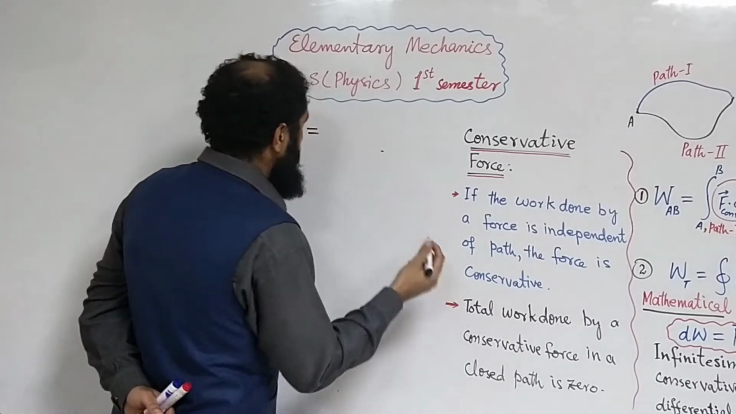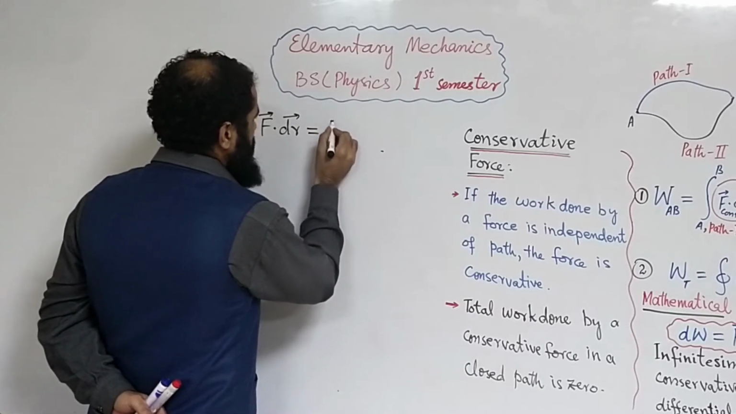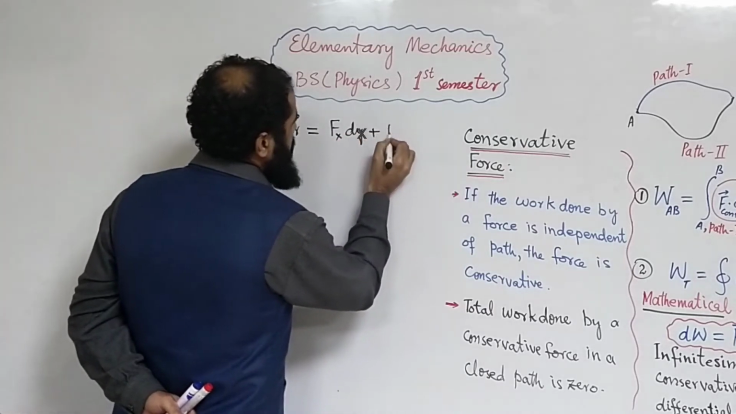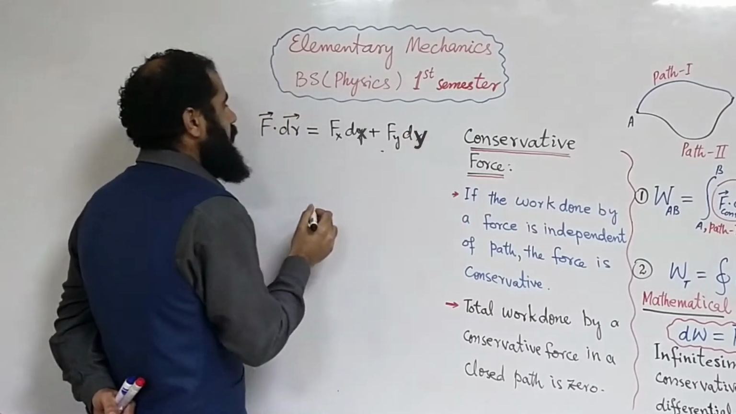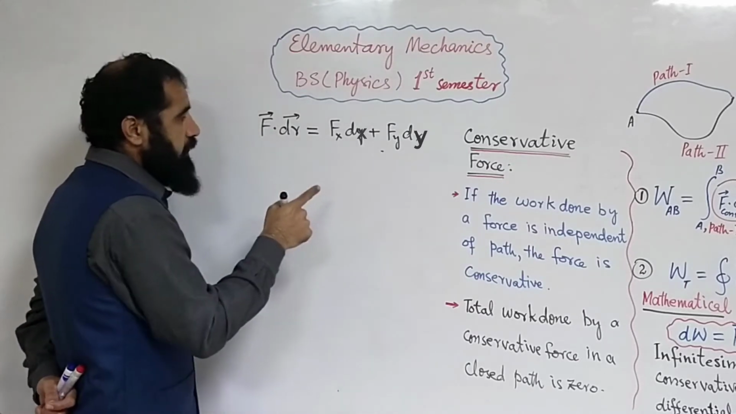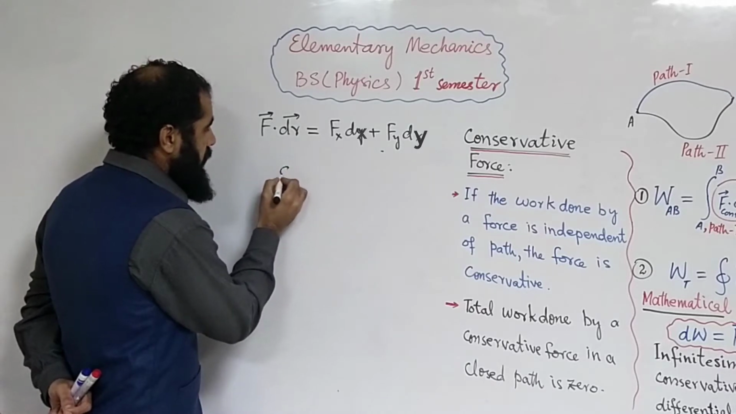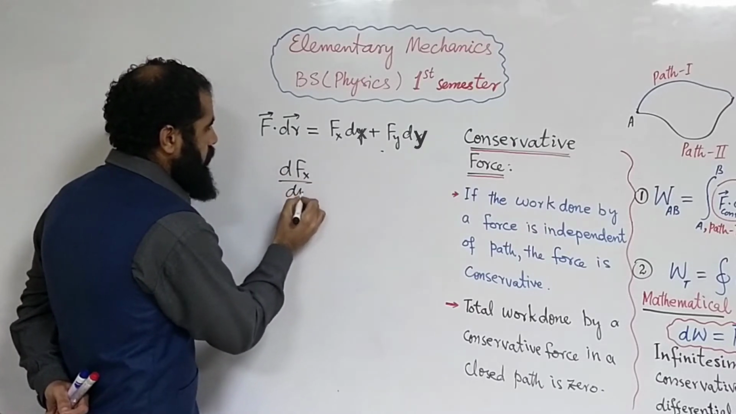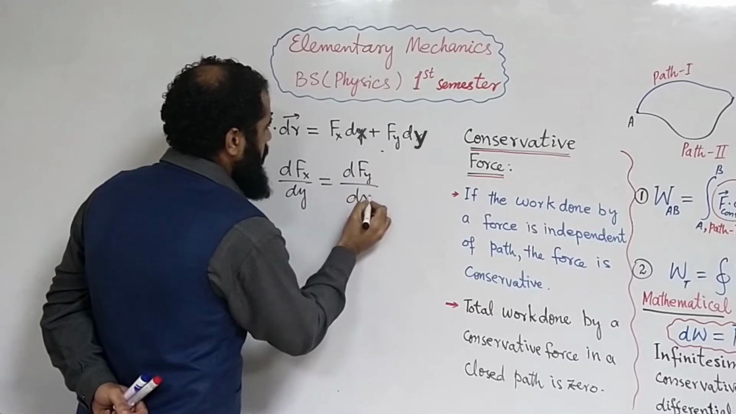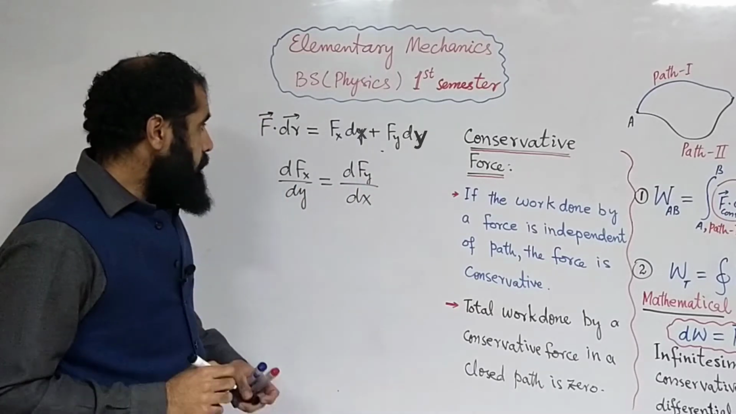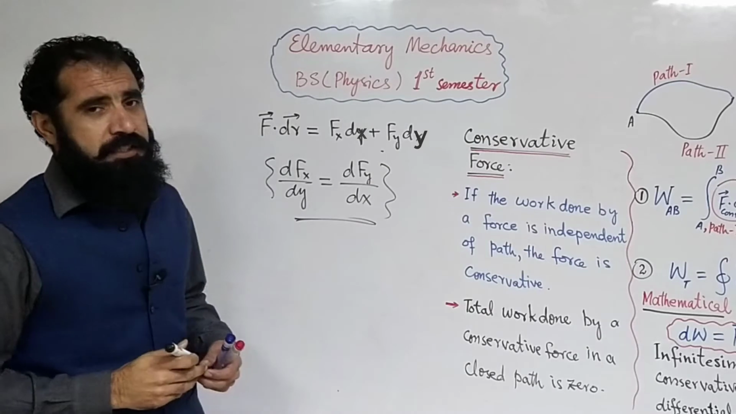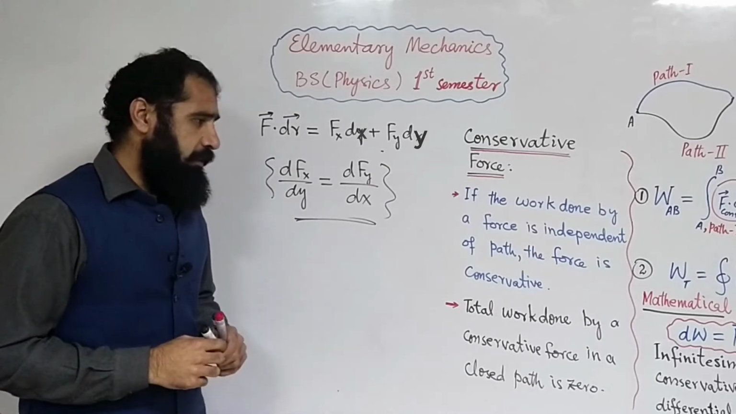F dot dr can be expressed this way using calculus. So Fx dx plus Fy dy, and in order for this to be an exact differential, this must satisfy this condition: dFx with respect to y and dFy with respect to x should have the same results. And if any force satisfies this condition, we can say that the force is conservative.